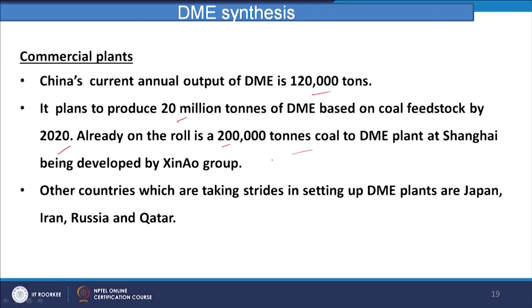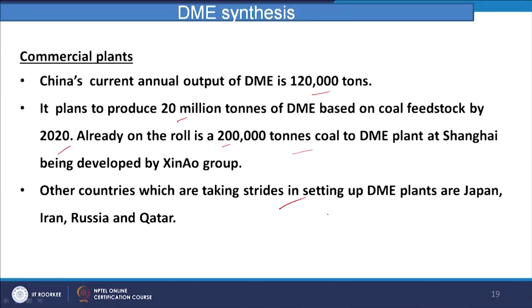So, coal to syngas and like this. Natural gas can also be processed like this, natural gas to syngas, and that syngas to DME. And other countries which are taking strides in setting up DME plants are Japan, Iran, Russia and Qatar.